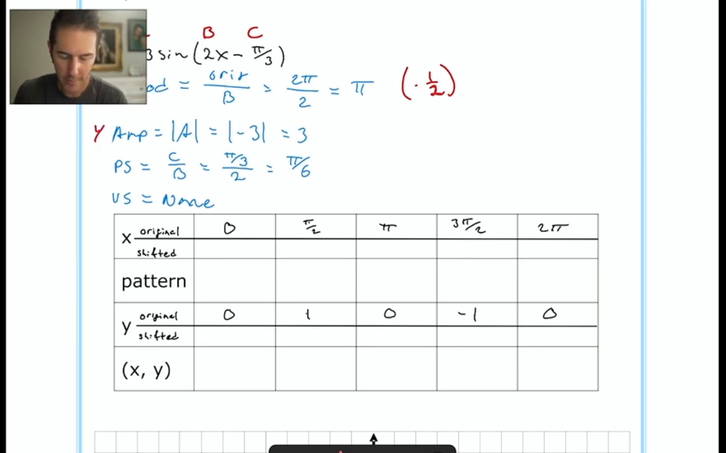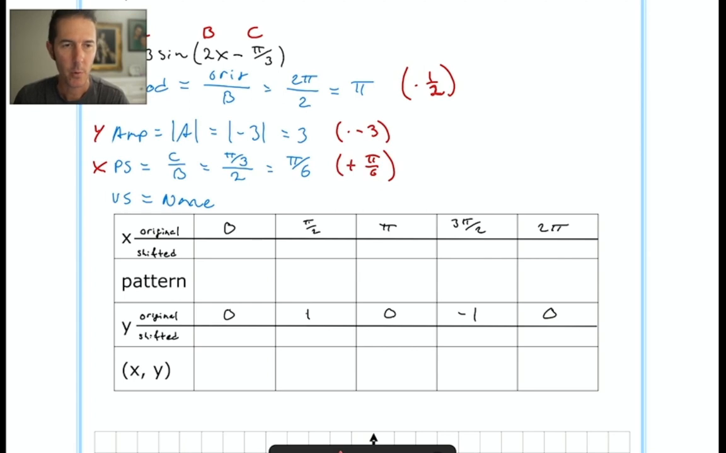What are we doing to our y values? We're actually going to be multiplying our y values by -3. It's true that the amplitude is 3, but in order to induce the vertical flip over the x-axis, all we have to do is multiply our y values by -3. And then our phase shift, which impacts x values, is pi over 6, positive pi over 6. So we're going to be adding pi over 6 to all of our x values.